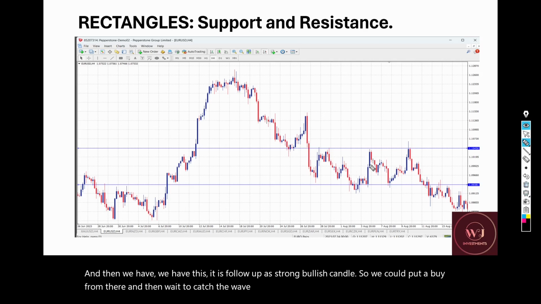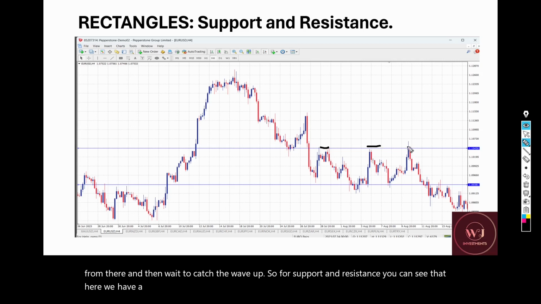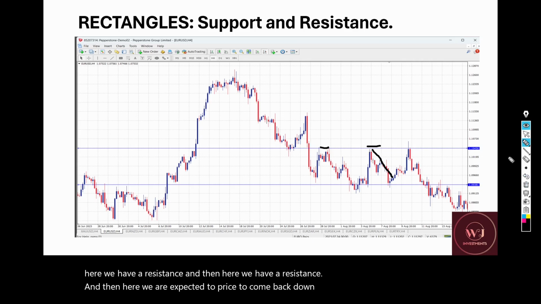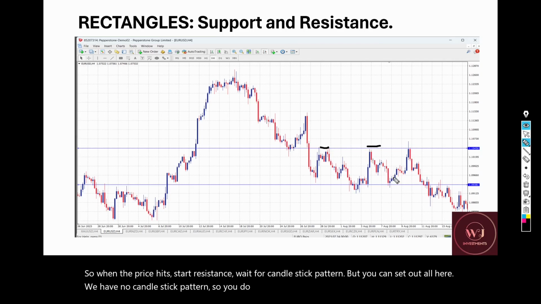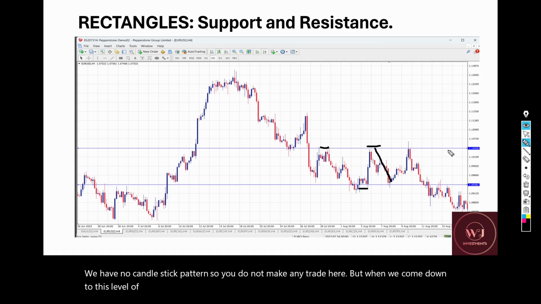So for support and resistance, you can see that here we have a resistance, and then here we have a resistance, and here we are expecting the price to come back down after hitting this resistance. When the price hits that resistance, wait for a candlestick pattern. But you can see here we have no candlestick pattern, so you do not make any trade here. But when we come down to this level of support, we wait for a candlestick pattern once again.